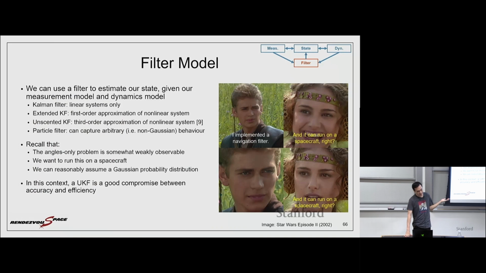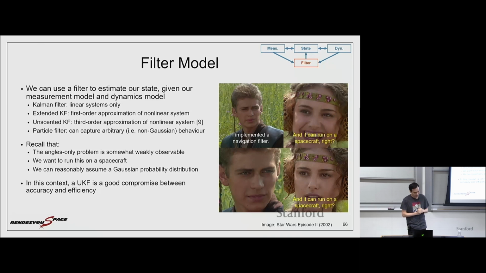We can use the filter to estimate our state. There are plenty of choices for what filter you can actually use. In general, Kalman filters are not super useful for our context because they're only for linear systems. A very common choice for spacecraft is the extended Kalman filter, which is a first-order approximation of the nonlinearities. Another more common choice these days is the unscented Kalman filter, which can incorporate some higher order information up to third order, as well as things like a particle filter, which can capture arbitrary and non-Gaussian behavior.